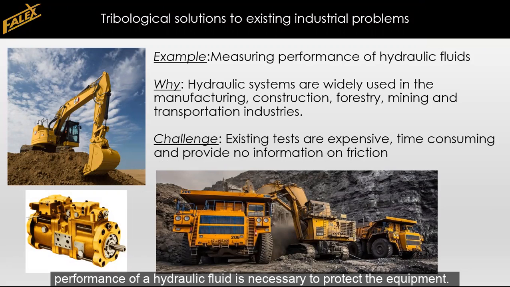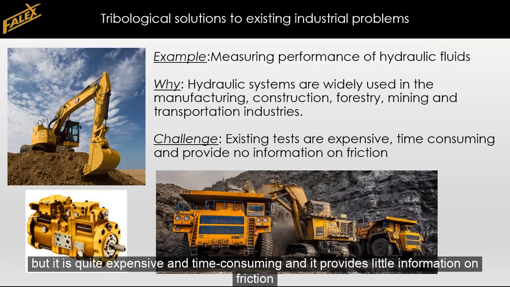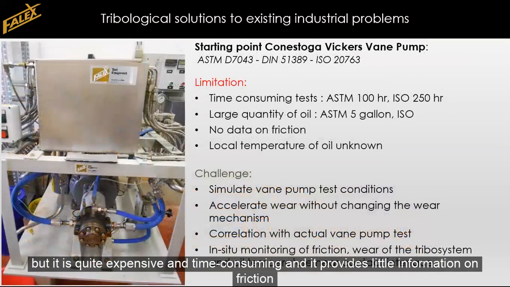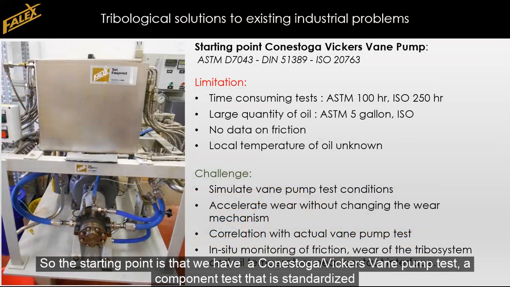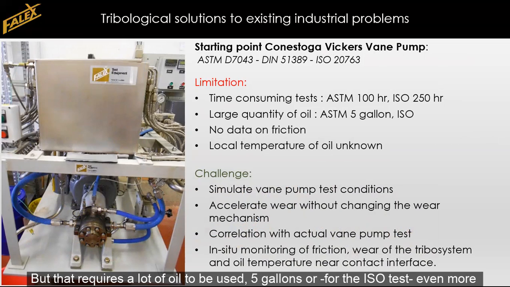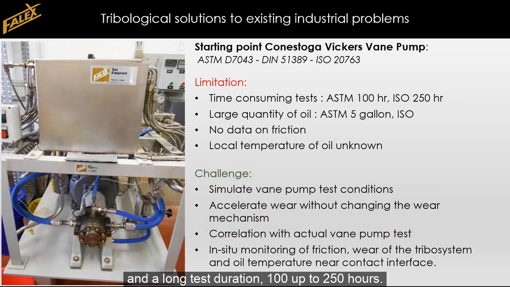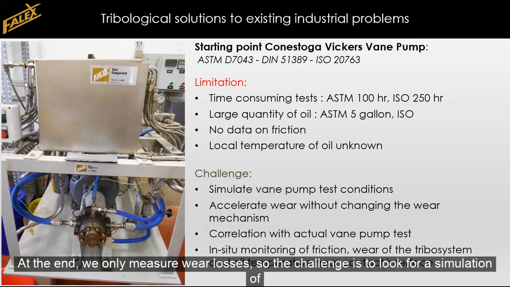Now, the challenge is that there exists a component test for evaluating this, but this component test is quite expensive and time-consuming, and it provides little information on friction. So the starting point is that we have the Conestoga-Vickers Vane Pump test, a component test that is standardized, but that requires a lot of oil to be used, 5 gallons, or for the ISO test even more, and a long test duration. At the end of the test, we only measure wear loss.